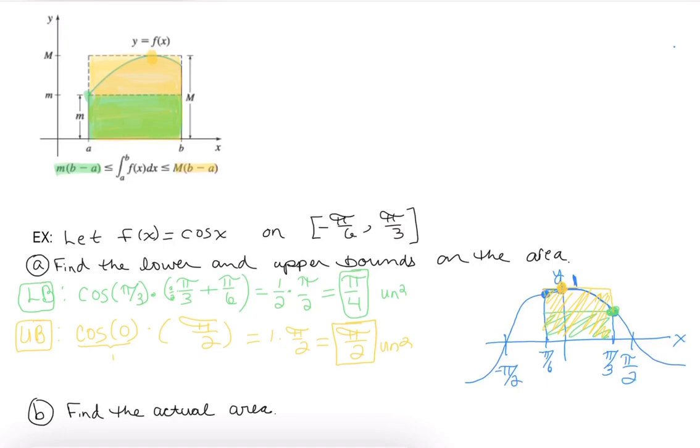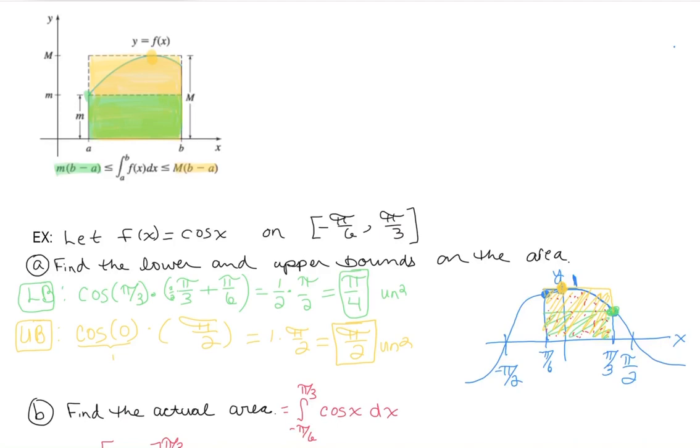Now, if we were going to determine the actual area, so now the actual area under the curve, so just my red dots there, that is our definite integral. So the definite integral from negative pi over 6 to pi over 3 of cosine of x dx. So the integral, or the antiderivative of cosine, is sine. So we have sine of x. Now we just need to evaluate between our limits of integration.